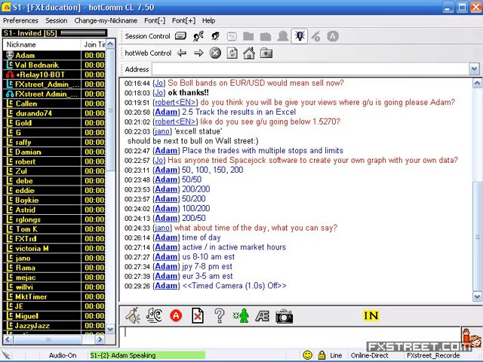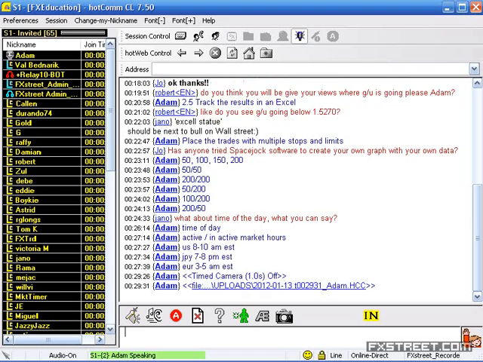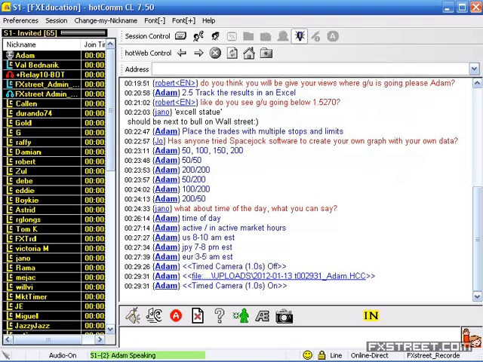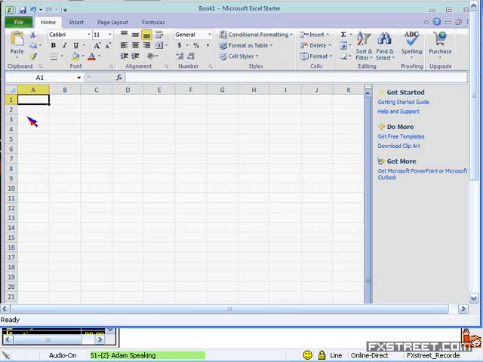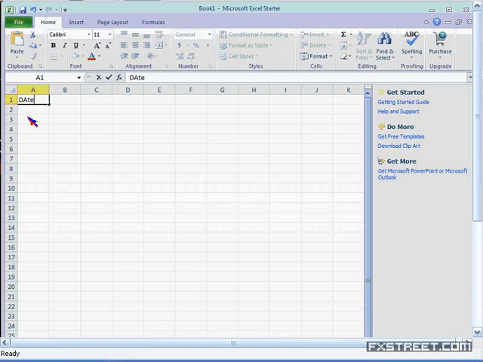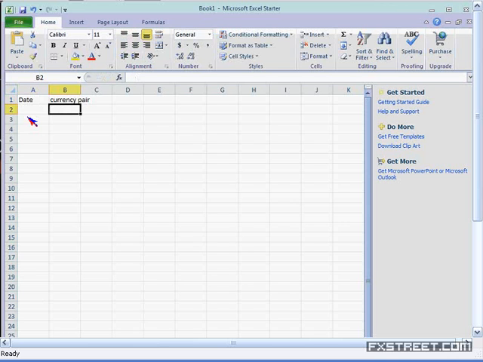And actually, I don't know if I can do a very good job of this. I hope everyone can see. You should see here the Excel spreadsheet. So this is just to give an example of what I'm going to do. Okay, across the top, I'm going to put the dates, first of all. Then I'm going to put the currency pair.